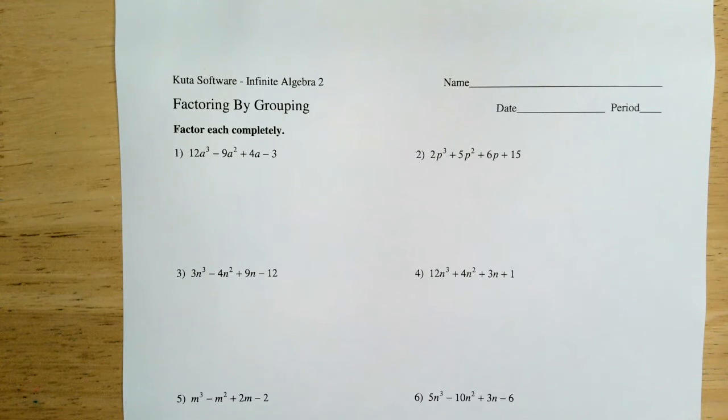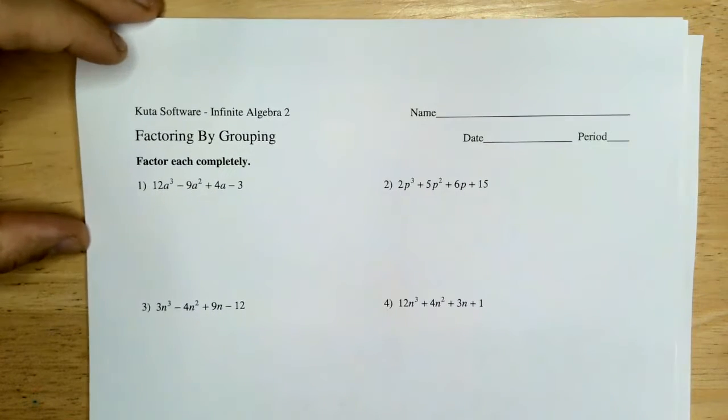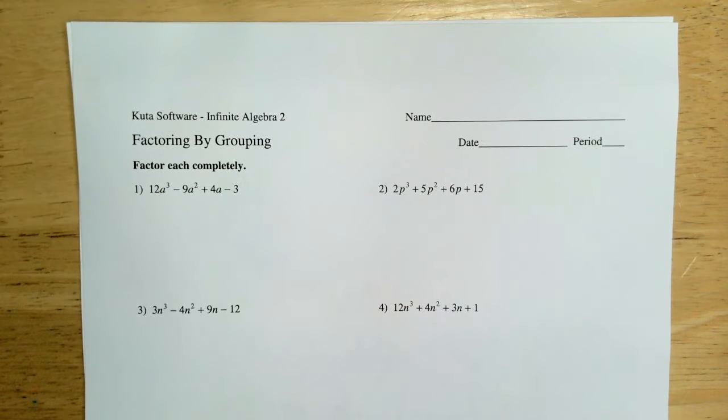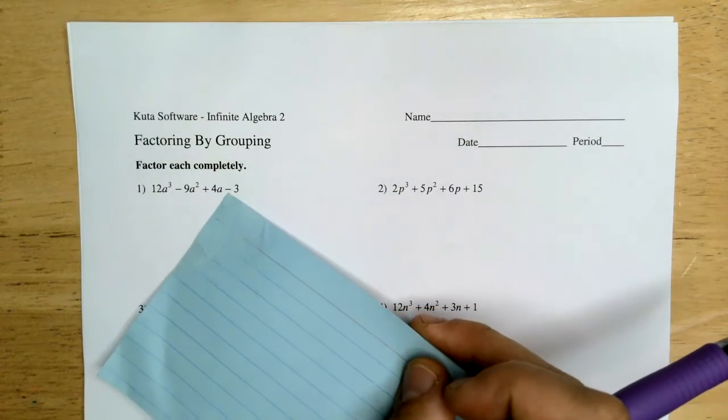All right, here is some extra factoring by grouping practice. It does take a little bit extra time to completely feel comfortable with this skill, but once you do, it will come as naturally as other types of factoring. So for example, here you have 12a to the third minus 9a squared plus 4a minus 3.